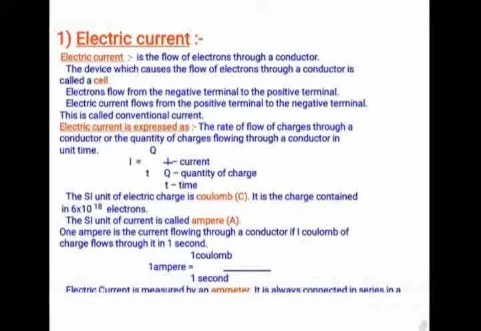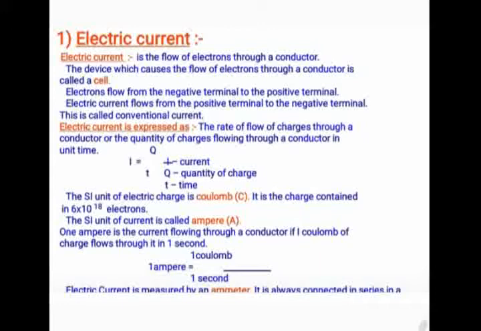The device which causes the flow of electrons through a conductor is called a cell. Electrons flow from the negative terminal to the positive terminal. Electric current flows from the positive terminal to the negative terminal. This is called conventional current.